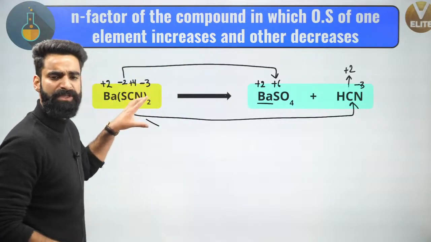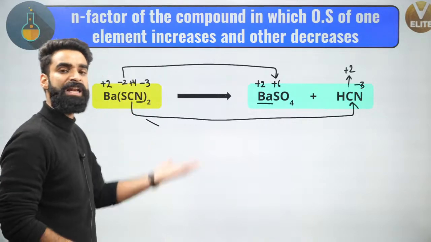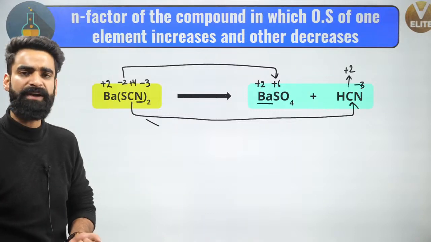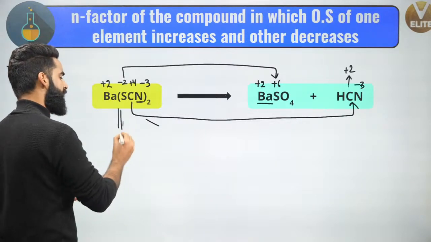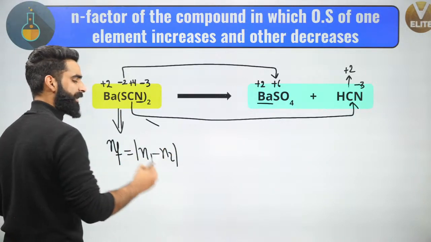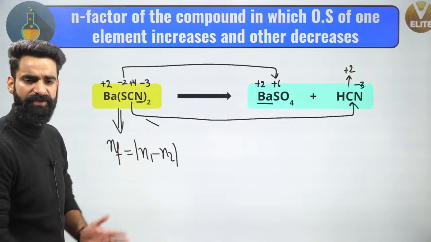So this is the example of the compound in which oxidation state of one element is increasing and another element is decreasing at the same time. How do we calculate this N factor? Simply, I told you a formula. N factor of this compound is simply mod of N1 minus N2. So first of all, I'm going to calculate N1, then I'll be calculating N2. I'll take the difference of these two.